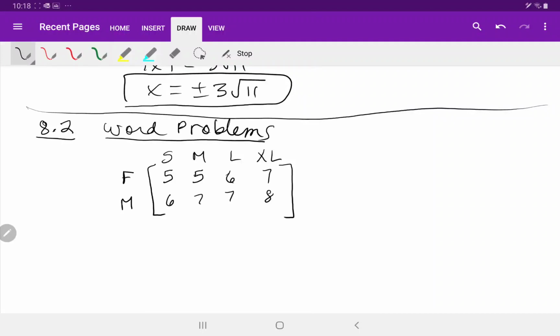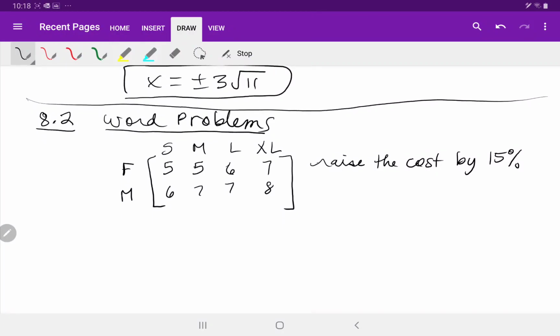And it says something like this: the company says we're going to raise the cost by, say, 15%. Now, you could do each individual one, right? You could say 5 times 0.15, and then you get 0.75. Then what would you do with the 0.75? Wouldn't you add it back to the 5? So 5.75. And I could do that on every single one.